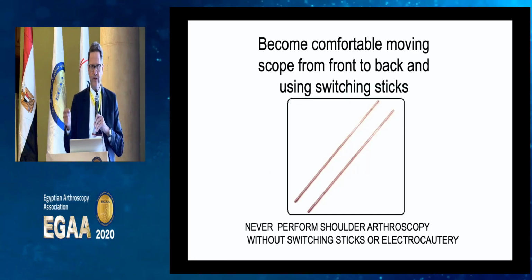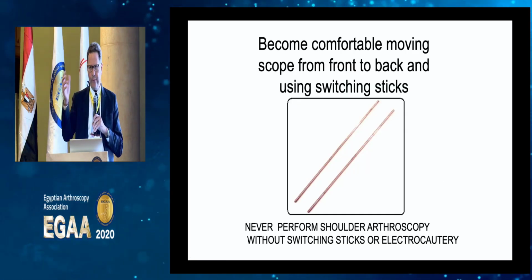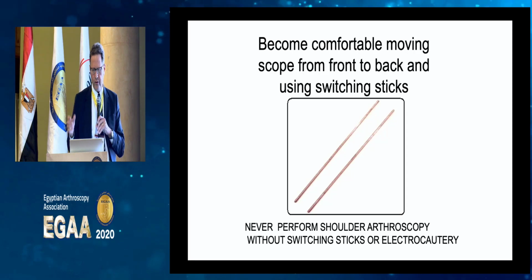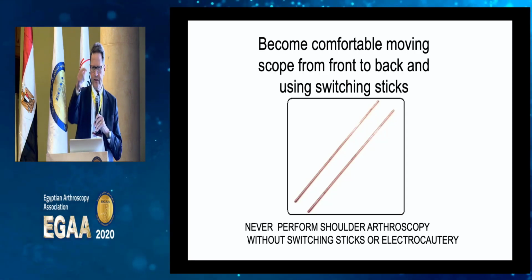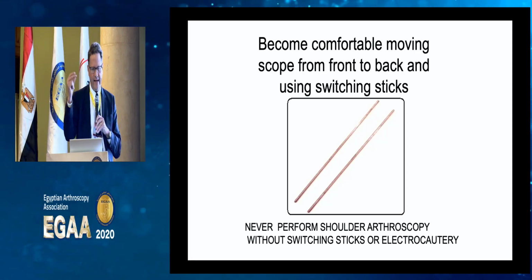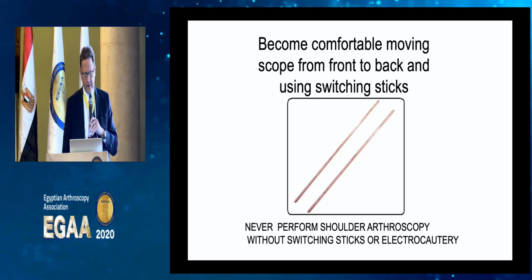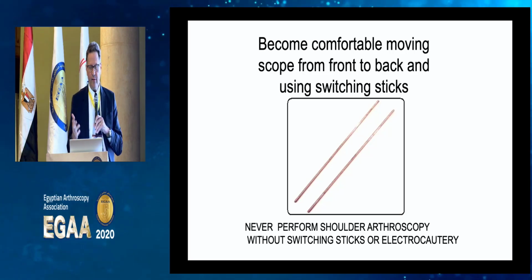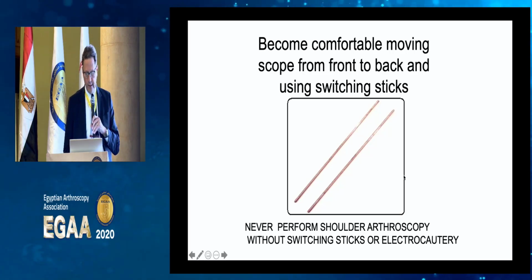And you have to have switching sticks. You must be pretty comfortable. I teach my residents, just when they're learning arthroscopy, how to use the switching sticks so they look in front, back, and get fast with moving from the front to the back of the shoulder. And of course, I never perform shoulder arthroscopy without switching sticks, but more importantly, electrocautery, because if you can't see, you can't fix.